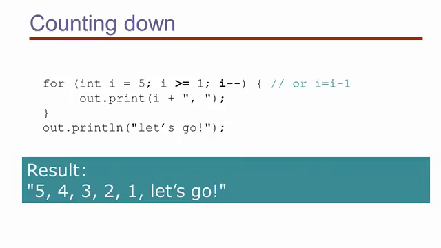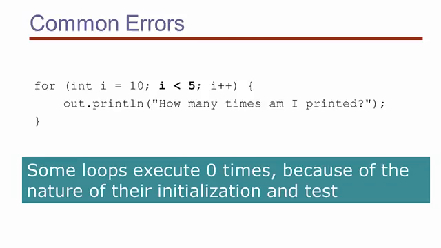Finally, as you write your for loops, you should be aware of some common problems. One such problem is writing a loop that executes 0 times. Here's such an example. You see a for loop whose loop counter variable I starts at 10, but the loop test says while I is less than 5. But since I starts at 10, the loop test is false before the loop even begins to execute. As a result, the body of this loop is never executed.